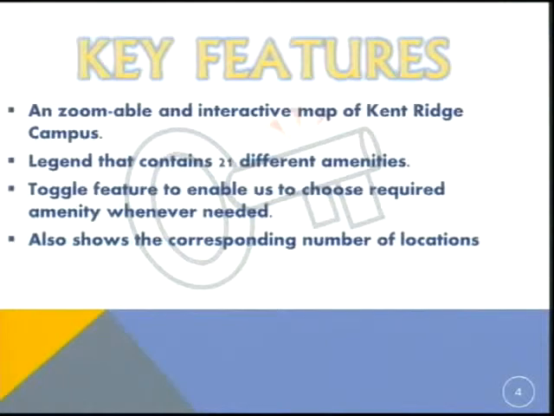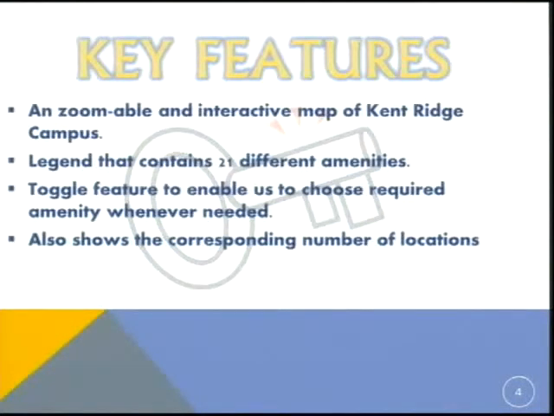Thirdly, there's a toggle feature for you to choose whichever amenity that you want. This comes with the legend part. So it basically comes like a checklist where the user can tick whichever amenities that he wants to be shown on the map, as well as there are also options that allow all the options to be checked or no options to be checked at all.